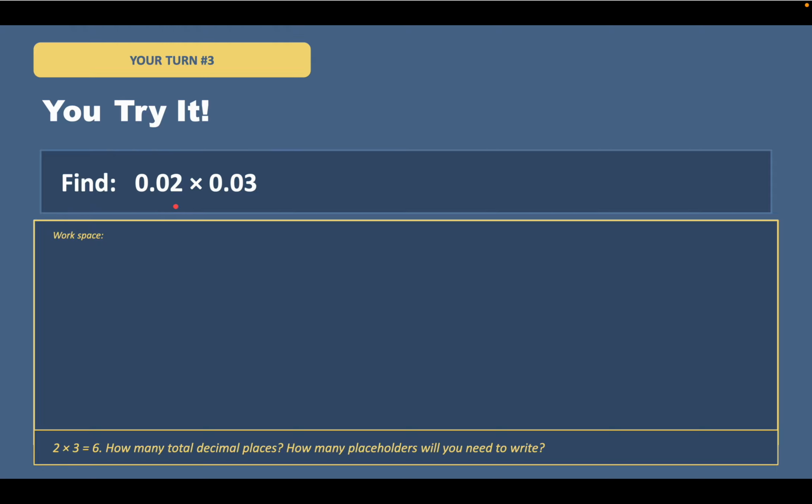Okay, how many decimal places do we need? 1, 2, 3, 4. We need 4 decimal places in our answer. Let's multiply: 2 times 3 is 6. So we only have 1 digit right now. We need 4, so that means we're going to have to add 3 placeholder zeros and then put our decimal point. And there's our final answer.